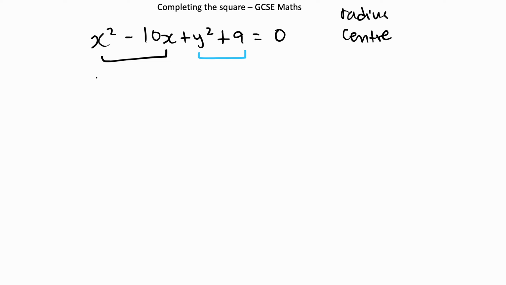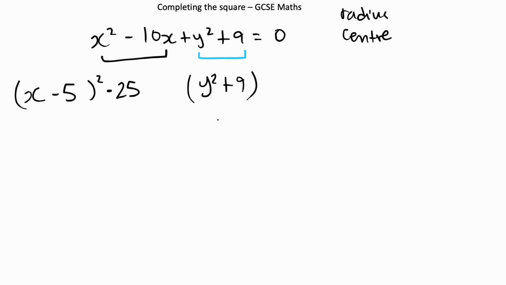If we use the complete the square method to put this into the circle form, we can have x, remember the square moves outside of the brackets, and minus 10 divided by 2 is minus 5. Minus 5 squared is 25, but it's always a minus, so it's going to stay at minus 25. And this y squared plus 9, well, it's already in this form. We don't need to do anything. We'll just keep it as y squared plus 9, like so.